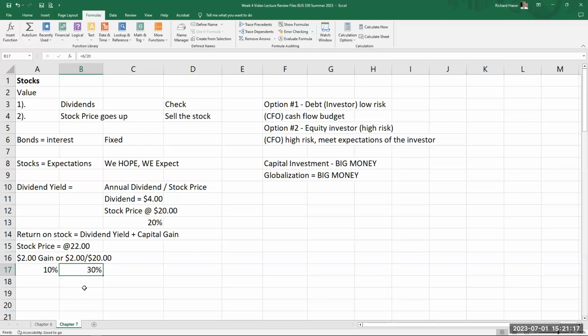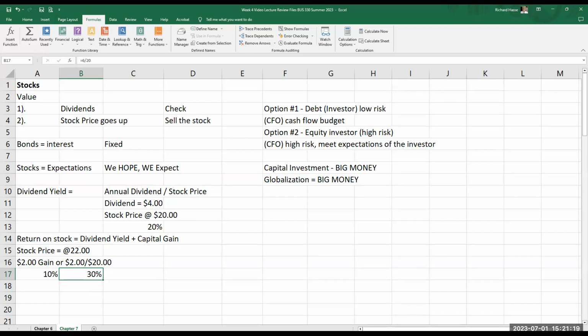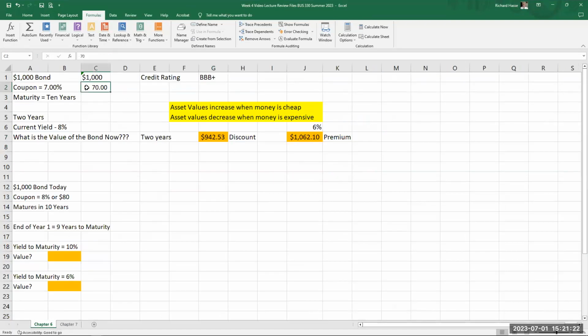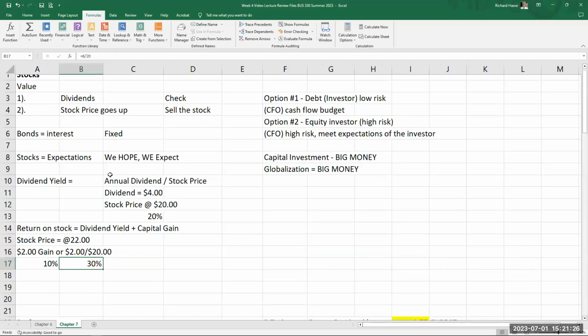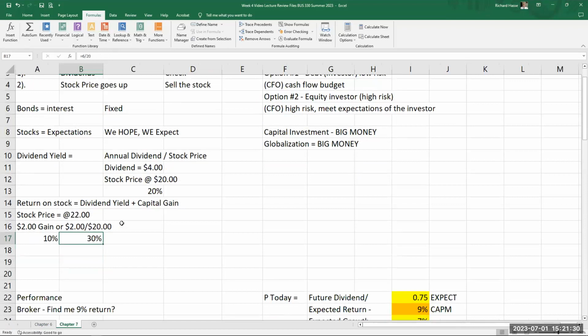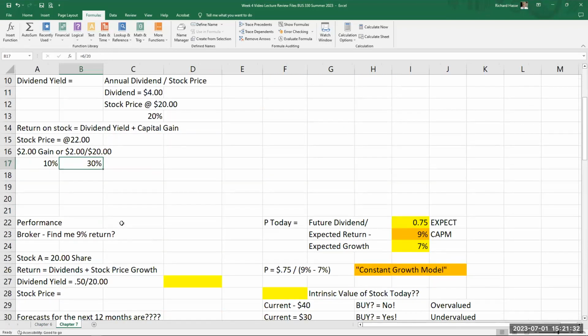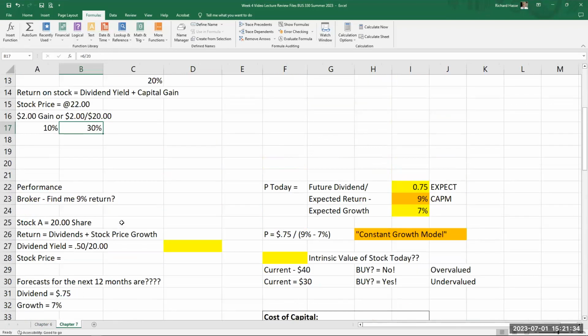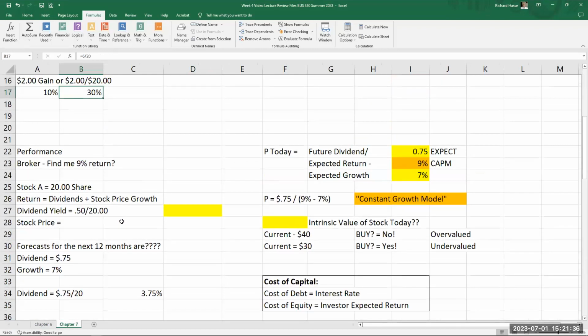So a key thing in bonds is interest, the interest you receive off the amount that you're lending. In stock, it's dividends and stock price gain where you receive your big investment return. Also in stock, there's a lot of calculations to determine the value of stock over time.